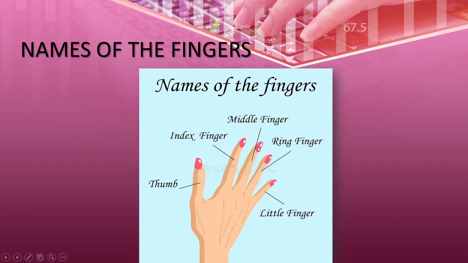Now see here the middle finger, we call it the middle finger. And on the right side, here is the ring finger. And the last one, the smallest one on both hands, we call the little finger. So we have 5 plus 5, 10 fingers, and we have their names: thumb, index finger, middle finger, ring finger and little finger.